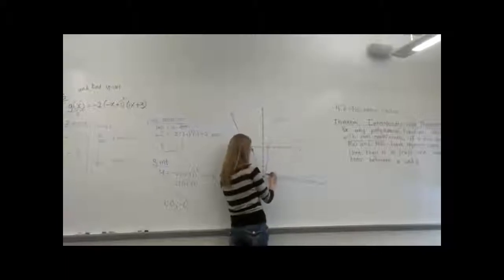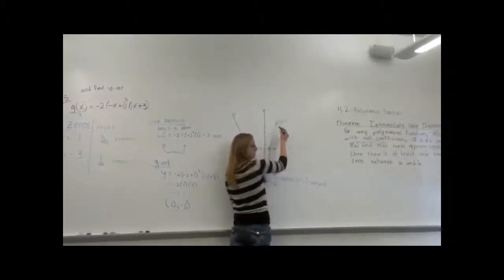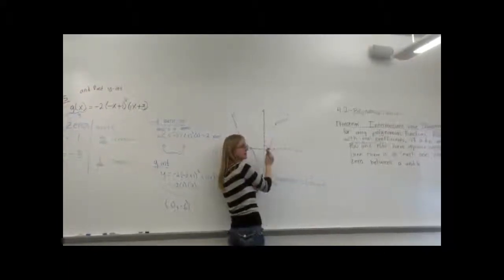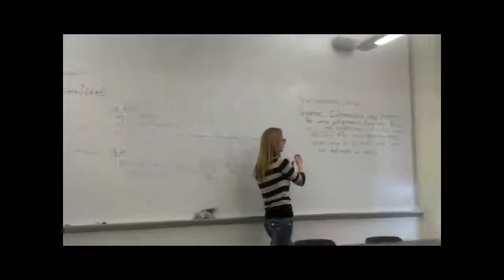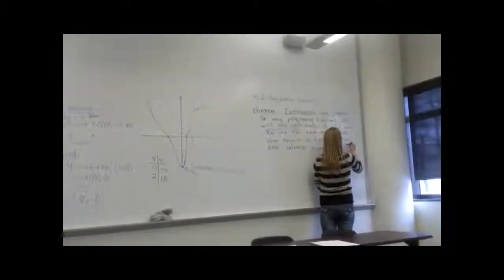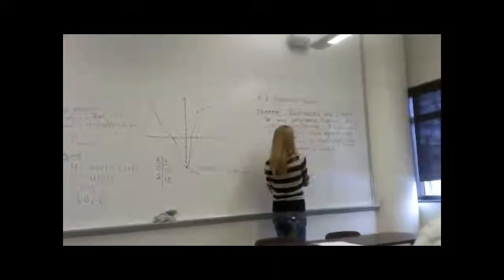Because one was negative, one was positive, I had to connect the dots somehow. And so I crossed the x-axis. There is an x-intercept. That real 0 is the same thing as saying an x-intercept. A real 0. That's what it means.